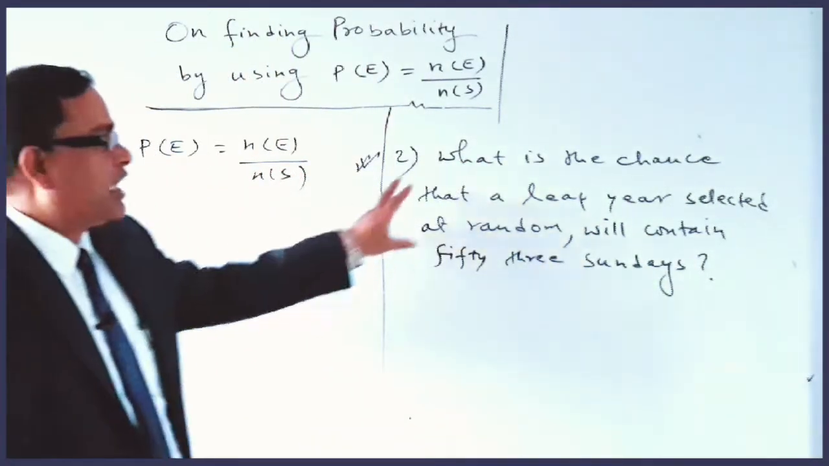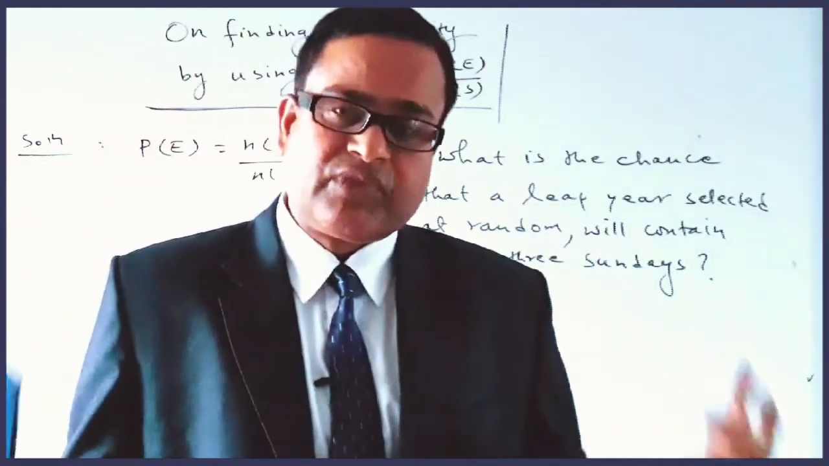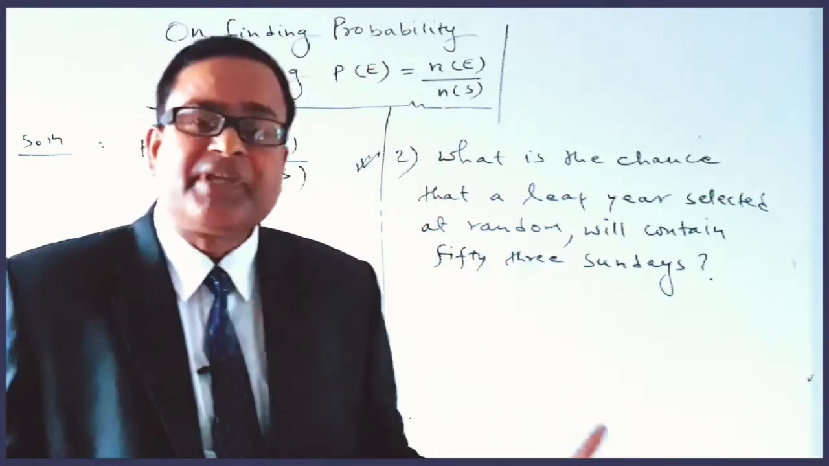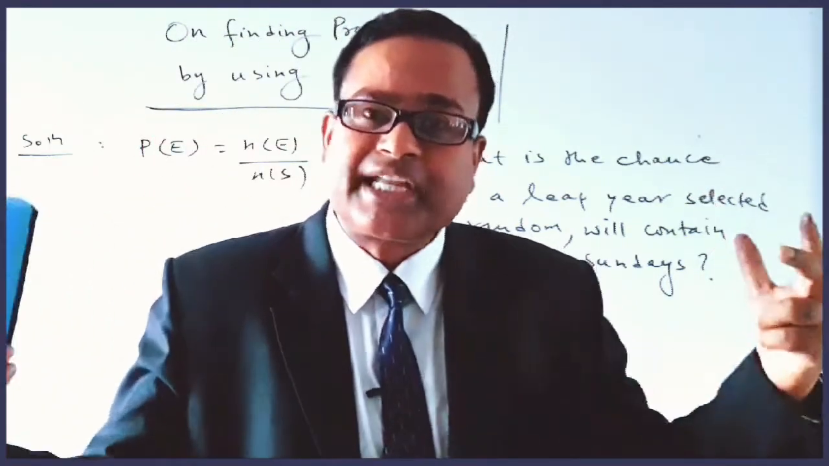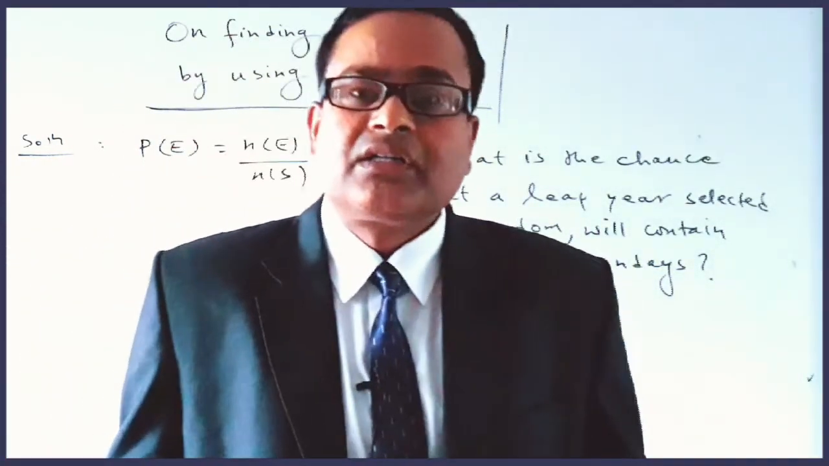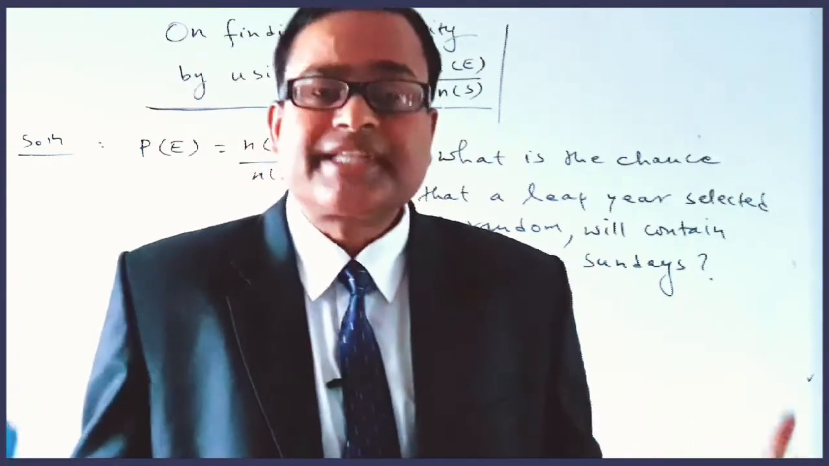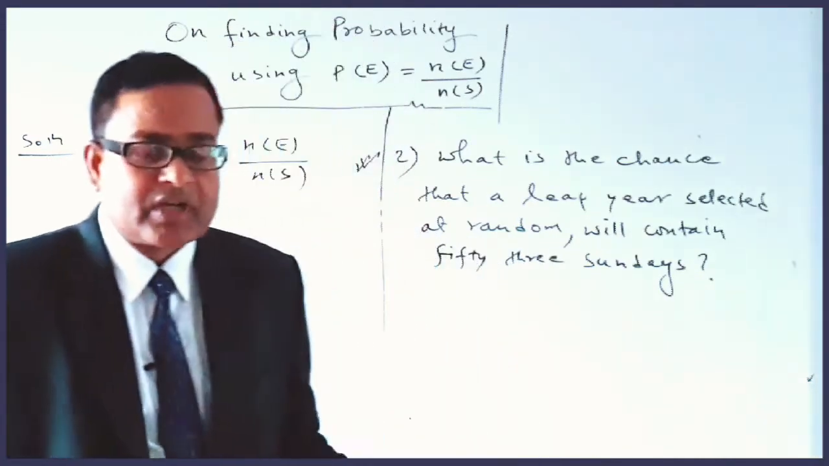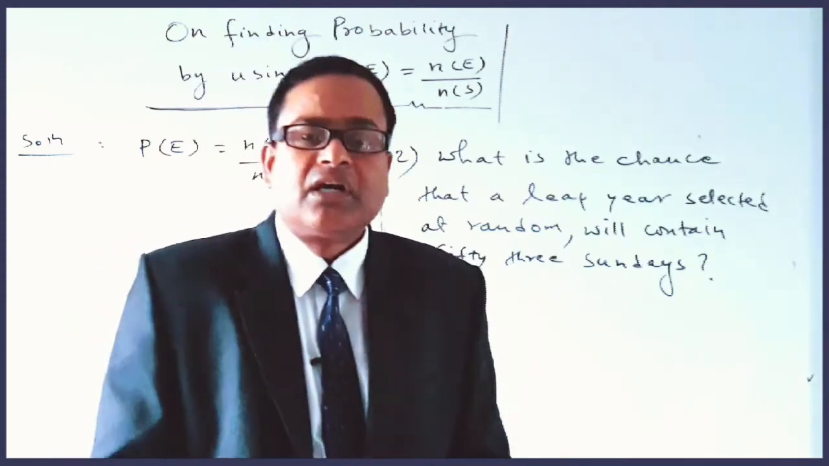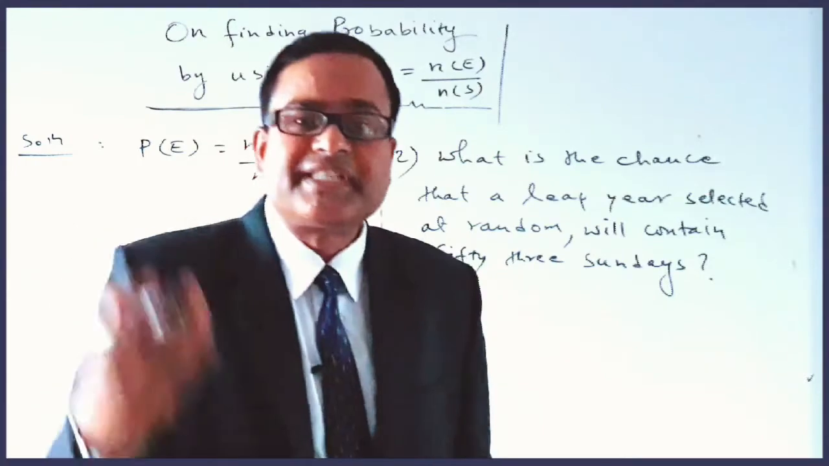Dear students, according to this question, we are given a leap year and we have to find what is the chance that a leap year will contain 53 Sundays. So at first we have to know what is the total number of days in a leap year so that we can find out the sample space. Because out of the number of days of a leap year, we have to find the probability that a leap year will contain 53 Sundays.